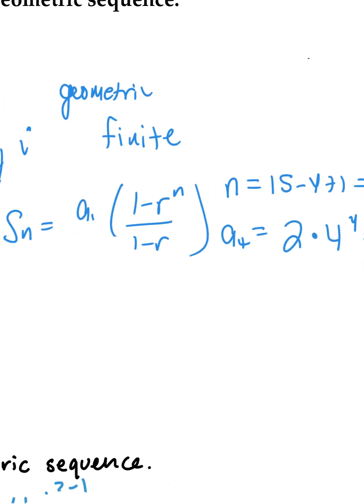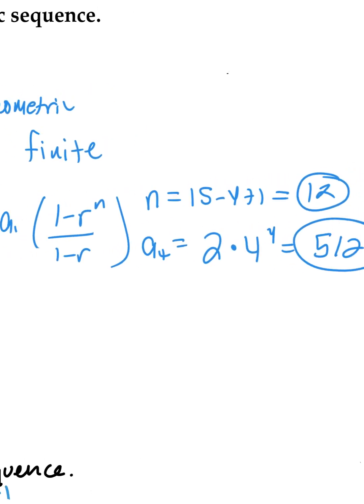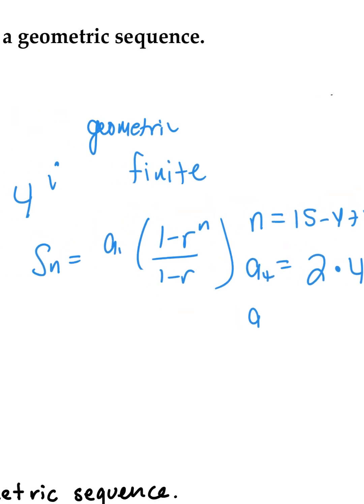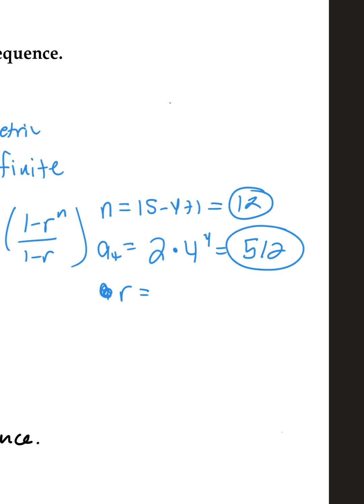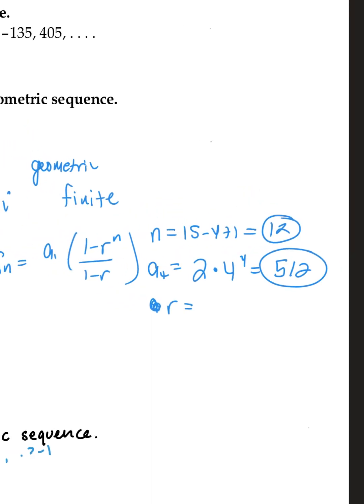And then I need to figure out the last term. Do I need the last term in this one? No, I don't. I need my R value. What is your R value? 4. That's it. Just whatever's with the exponent. Yep. Sometimes it's in parentheses, sometimes it's not.